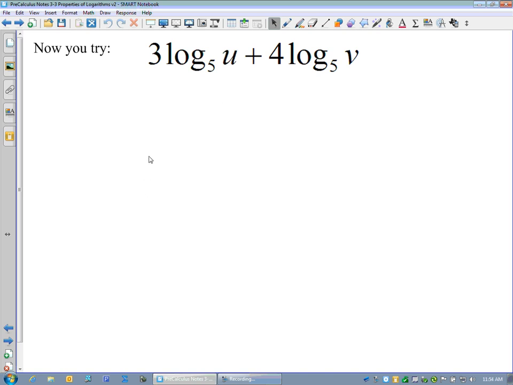All right, so in the first one, we're going to use the power property. That's the first one I like to use if possible. I'm going to pull that 3 up to be an exponent of u. And I'm going to pull the 4 up to be an exponent of v. So that gives me log base 5 of u cubed plus log base 5 of v to the 4th. And now the only thing left is the plus here tells us that we have the product property. So I can combine this into a single log statement saying it's log base 5 of the product of these two arguments, which is u cubed times v to the fourth. And we're done.